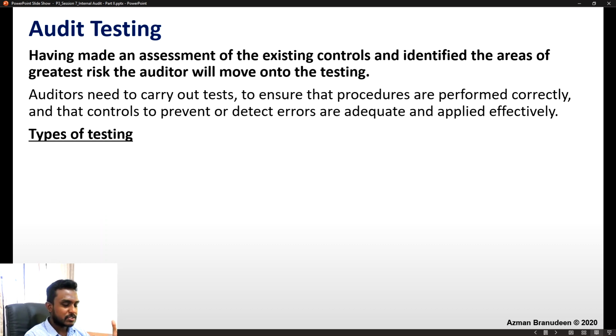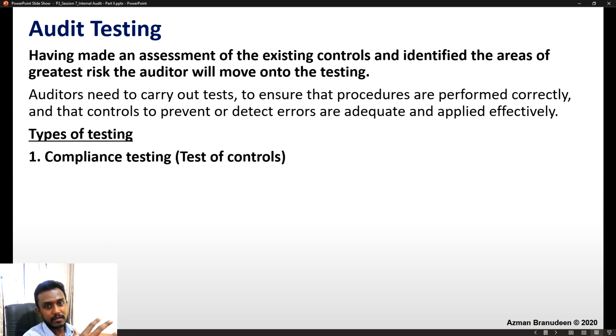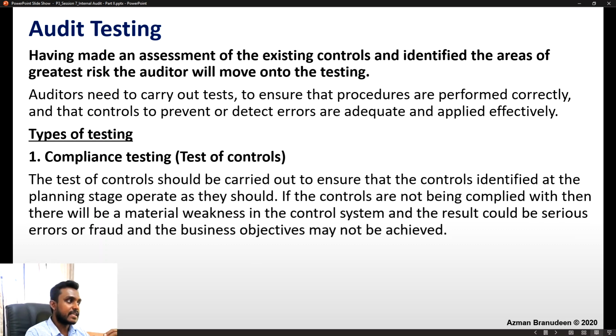What are the different types of testing we have? One fundamental type of testing is compliance testing, which is a test of controls. The test of controls should be carried out to ensure that the controls identified at the planning stage operate as they should. If the controls are not being complied with, then there will be a material weakness in the control system, and the result could be serious errors or fraud, and the business objectives may not be achieved.